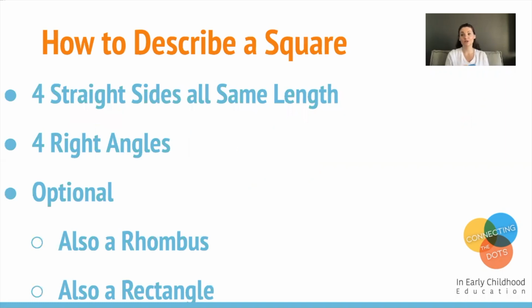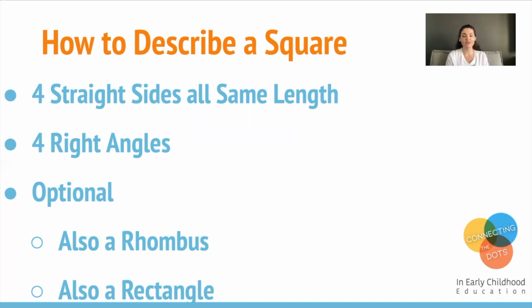So, what language are we going to use when we're describing a square to a young child? There's only a couple things that we want them to really know. The first is that it has to have 4 straight sides, which are all the same length. It also has to have 4 right angles. I'll say it again. It has to have 4 right angles.